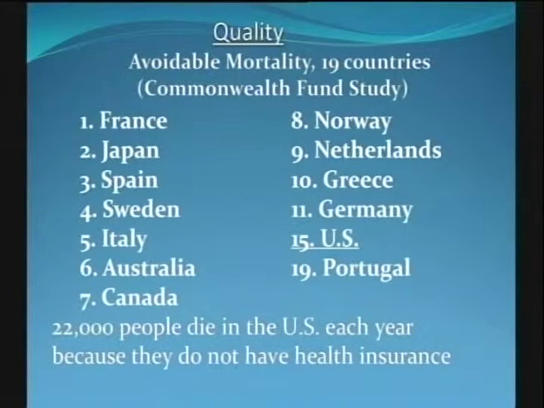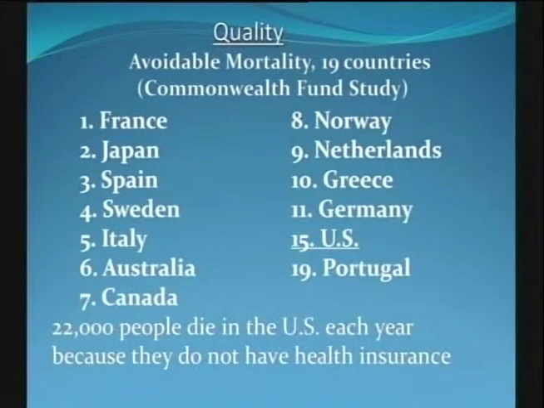And the book interviews the doctor that treated her, who is still very upset and emotional about the fact that this was a woman who could have lived a long, healthy life if she had health insurance. So there is a cost to having those 47 million Americans in the United States not covered. Let's go back to that graphic. So the United States is 15th among those 19 countries in avoidable mortality. 22,000 people in the United States die each year because they do not have health insurance. 22,000. All right, let's look at the next one.